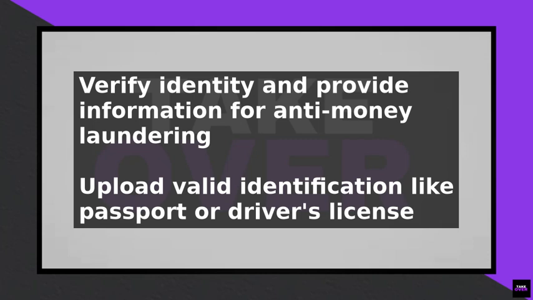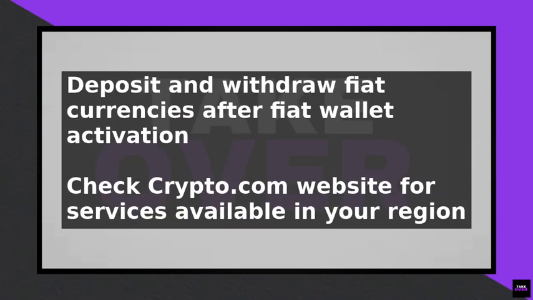To withdraw funds from your Fiat wallet, navigate to the Withdraw section of the app and select the fiat currency you wish to withdraw. You will then be prompted to enter the amount you wish to withdraw and to confirm the transaction. It is essential to keep in mind that the availability of Fiat wallet services may vary depending on your location, so be sure to check the Crypto.com website for more information on the services available in your region. Additionally, always ensure that you are using the latest version of the Crypto.com app to avoid any compatibility issues.